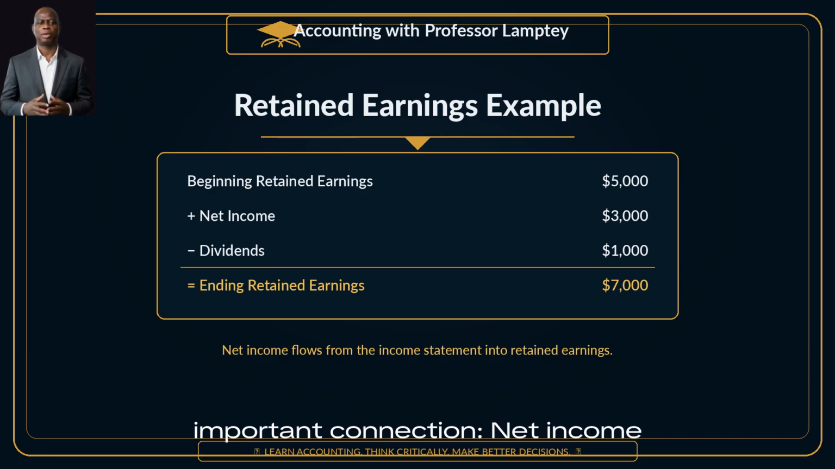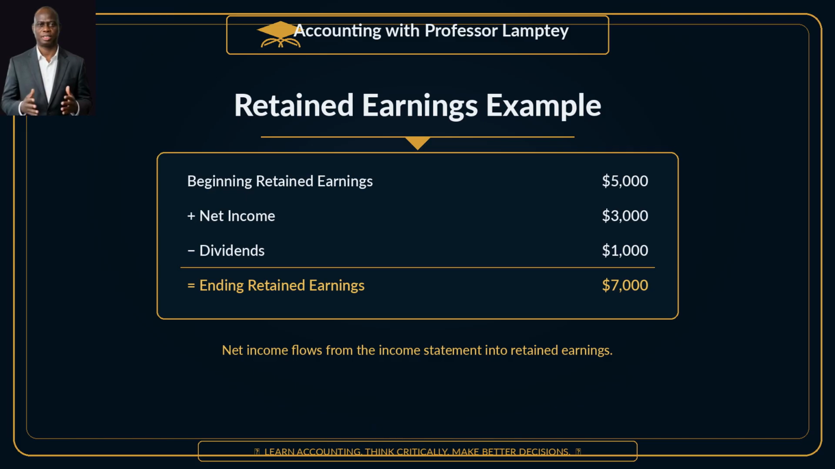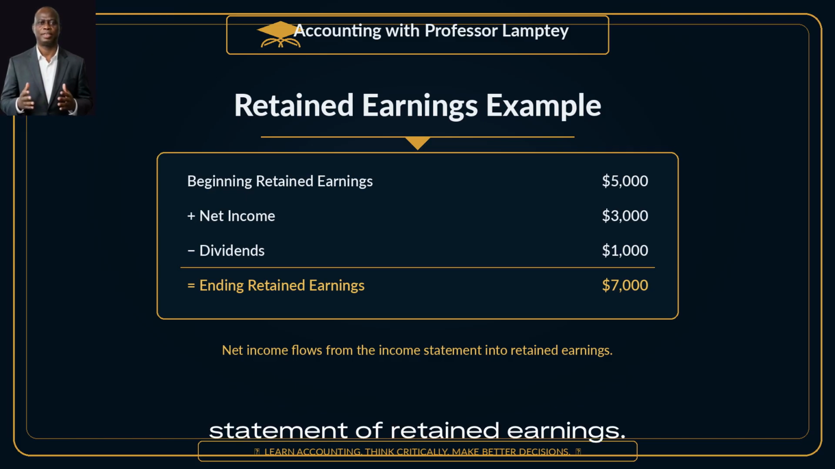Now here's the important connection. Net income comes from the income statement and flows into the statement of retained earnings. That is why the order matters. You prepare the income statement first. Then you prepare the statement of retained earnings.